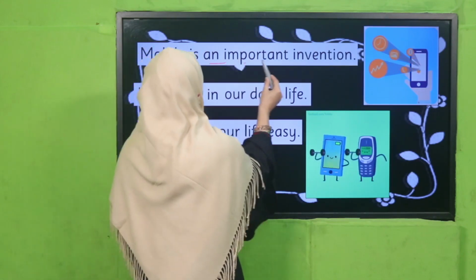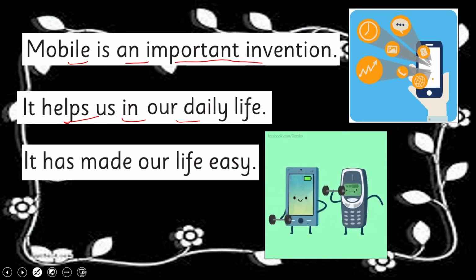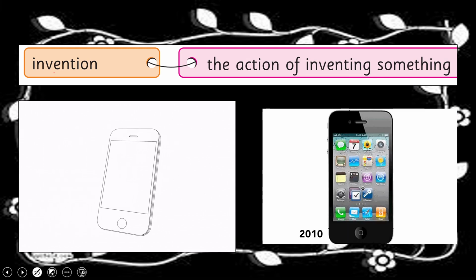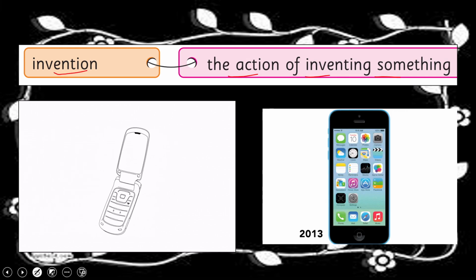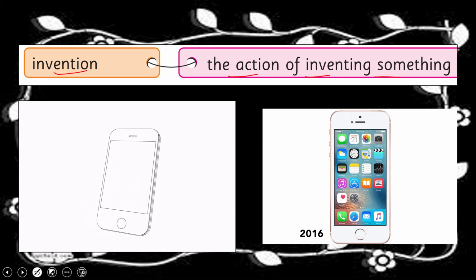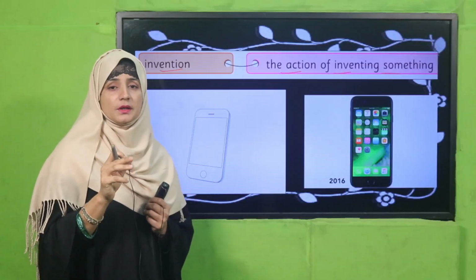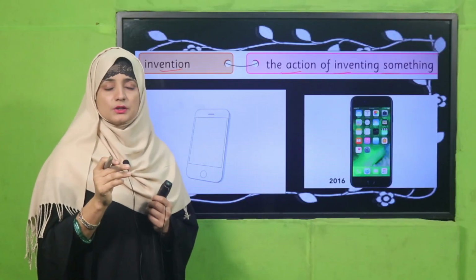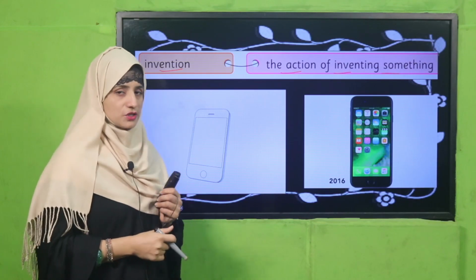Next, mobile phone is an important invention. It helps us in our daily life. It has made our life easy. So as we know, mobile phone has made our lives easy and it helps us in our daily life. Invention means the action of inventing something, when we create a new thing. Okay? So this is called an invention.